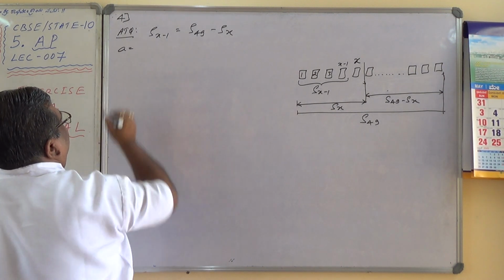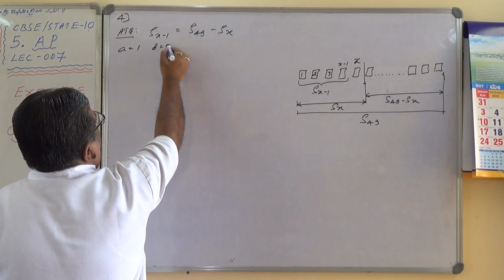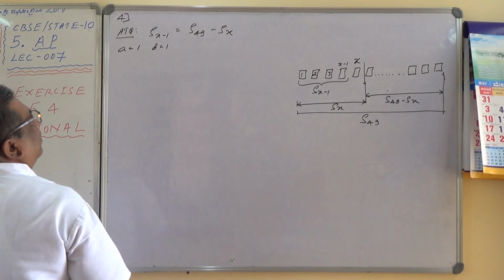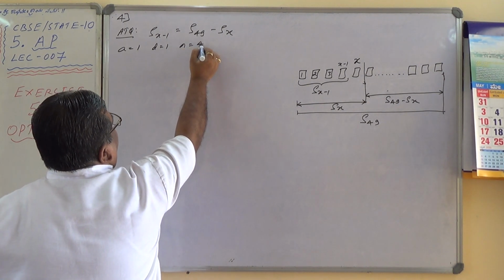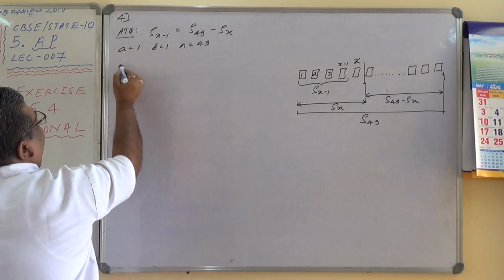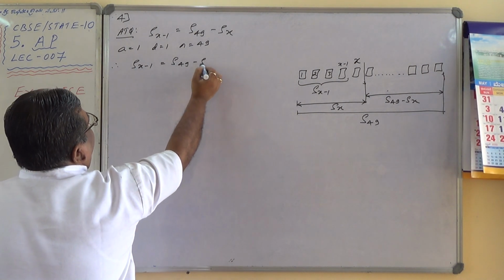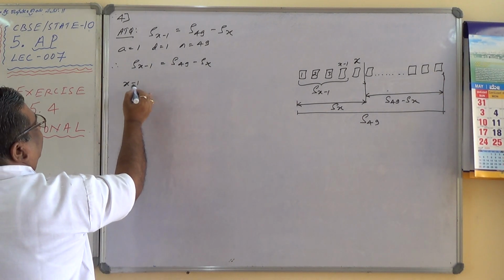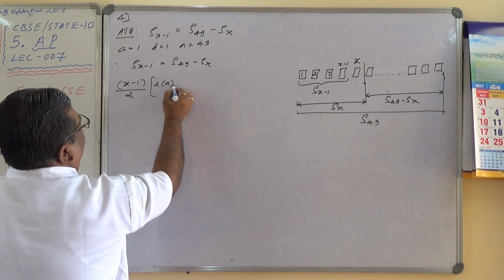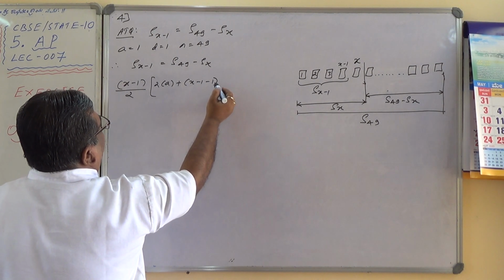A equals 1, D equals 1, isn't it? A equals 1, D equals 1, and N equals 49. That's what it is. Anyway, let me write this one. Therefore, Sx minus 1 equals S49 minus Sx. Sx minus 1 is x minus 1 divided by 2 into bracket 2a plus x minus 1 minus 1 into d.